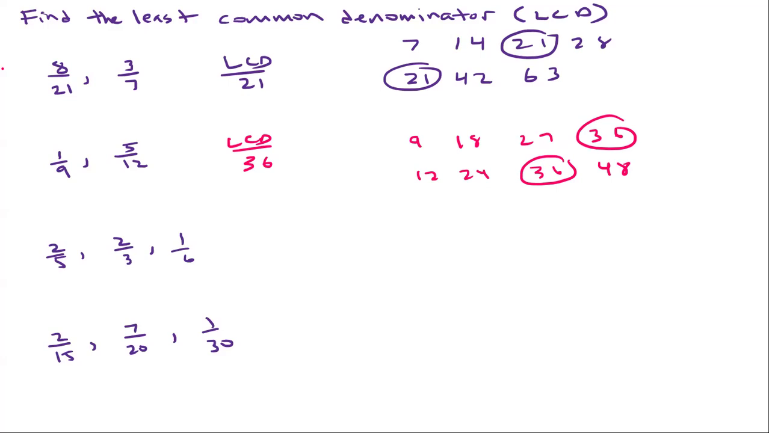Or another way to look at it is, okay, I can multiply the 9. 9 times 4 is 36. And I also know that 12 times 3 is 36. So that's another way to approach it. But can I multiply both of them so they can have the same number.